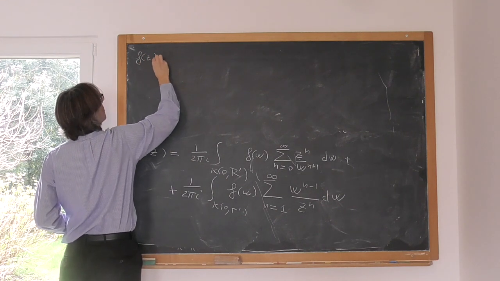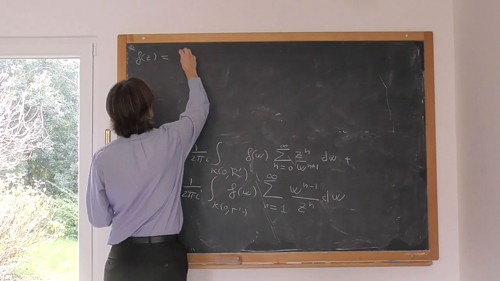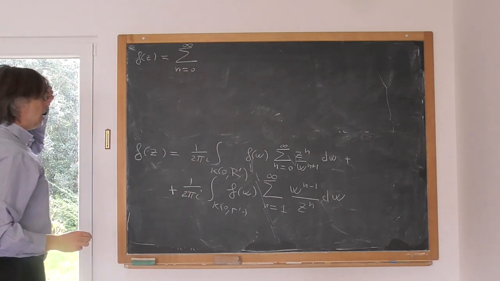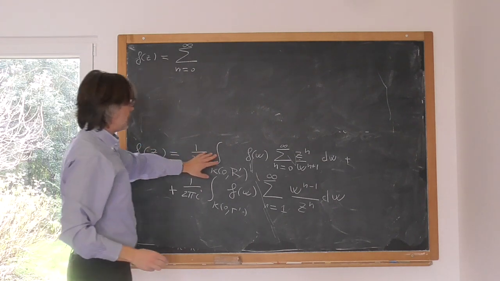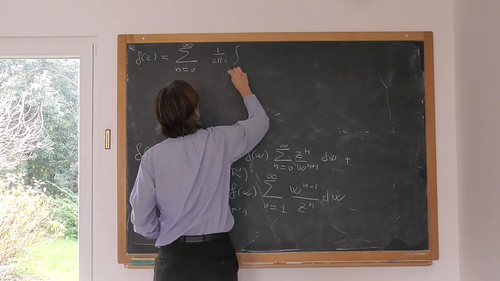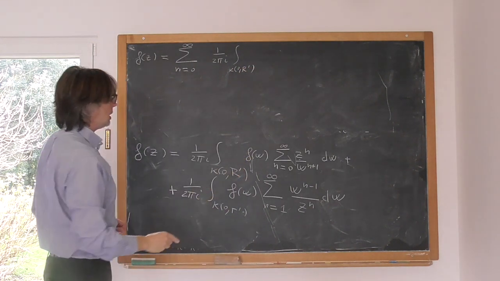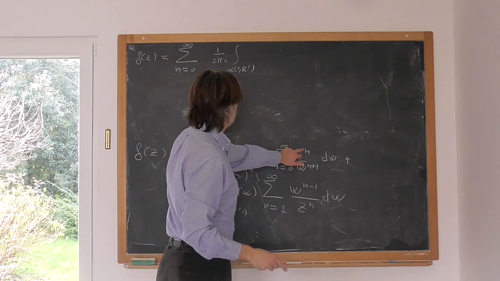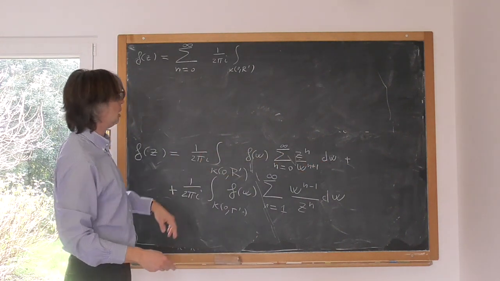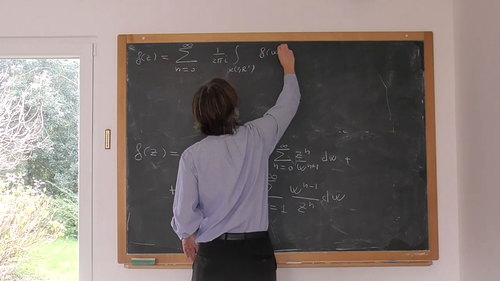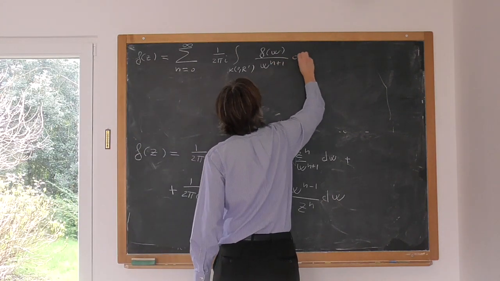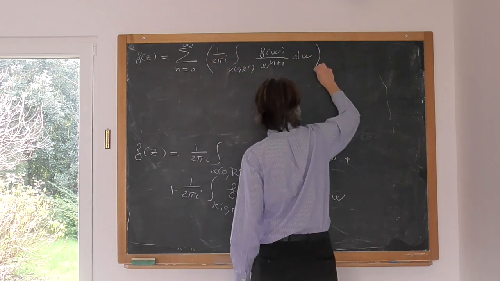So what is this f of z? In this formula we get, let me write immediately this sum. Sum n goes from 0 to infinity. And then let me write this, there is this term, 1 over 2 pi. There is an integral over the circle of radius R prime. And there is z to the n. The variable of integration here is w, so this z to the n can come out of the integral. So here I can just write f of w divided by w to the n plus 1 dw. And everything here is just multiplying z to the n.